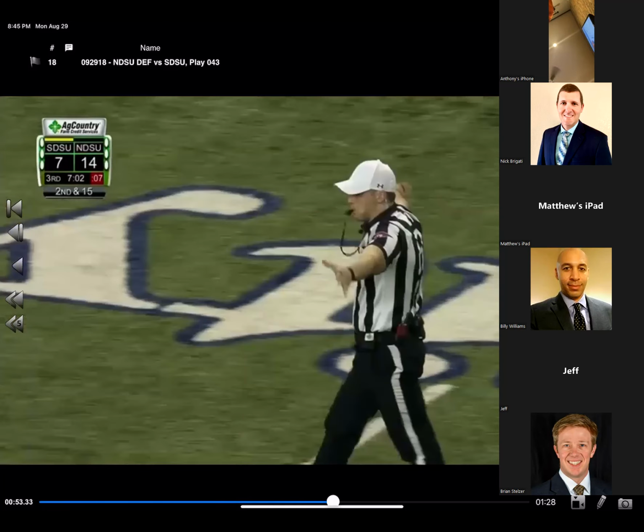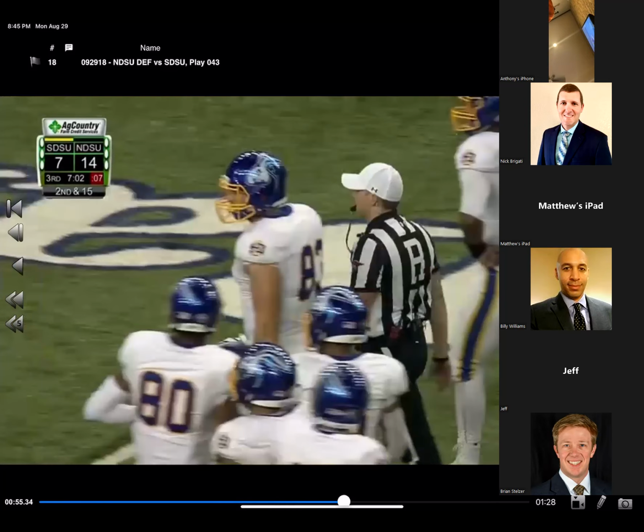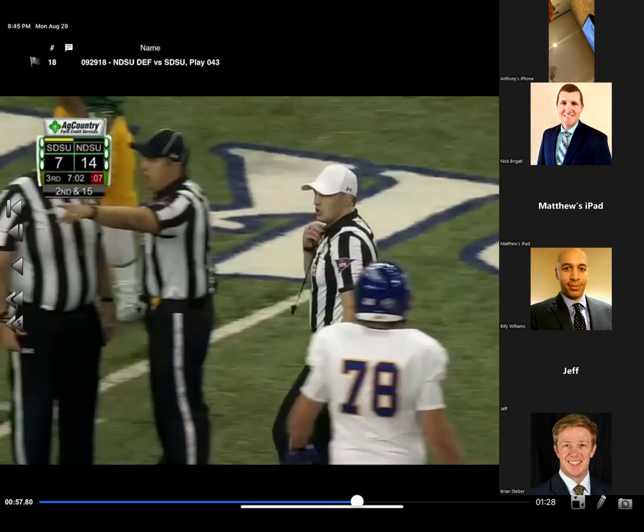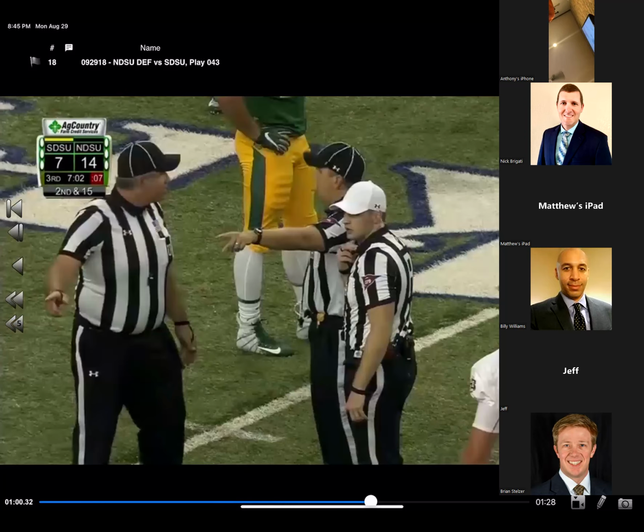Well, the play clock is down to 7. And now there'll be a stoppage. I think Stig is asking. Now they're talking. Wait, what's going on? Are you sure? Would you please go ask?